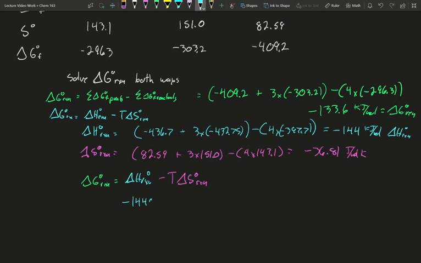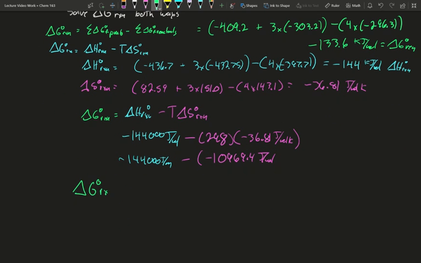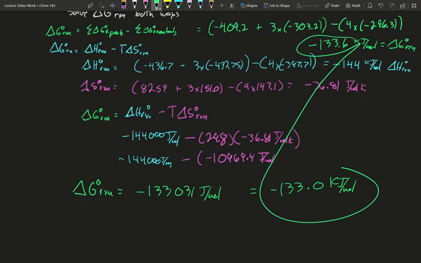Negative 144,000 joules per mole minus 298 times negative 36.81 joules per mole Kelvin. This will be minus negative 10,969.4 joules per mole for a final delta G naught of reaction of negative 133,031 joules per mole, or negative 133 kilojoules per mole, off by 0.6.